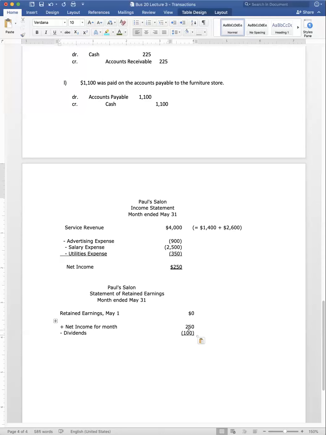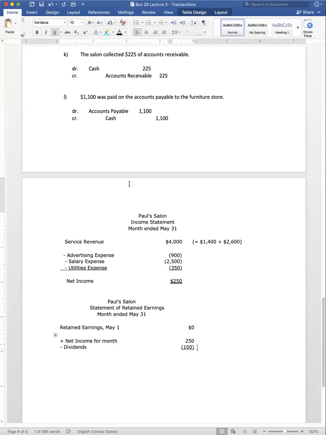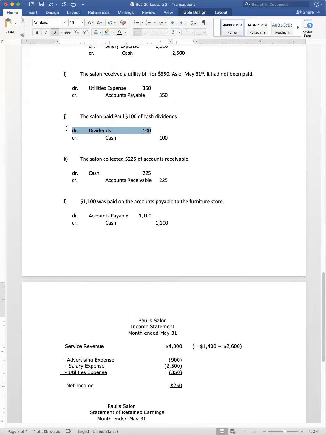Net income is $250. Where did I get that? I got it here from the income statement, right? This is why the income statement should be done first. Because if you tried to do the statement of retained earnings first, you'd get to net income and you'd say, hey, I don't know what it is. Then you'd have to go back and do the income statement anyway. So we typically do the income statement first because we know we're going to need this amount for the statement of retained earnings. Okay. As for the dividends, well, that was in Part J, right? We know that there were $100 of dividends.